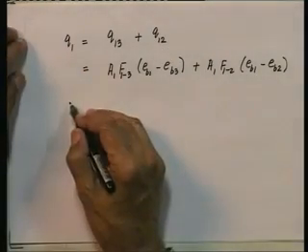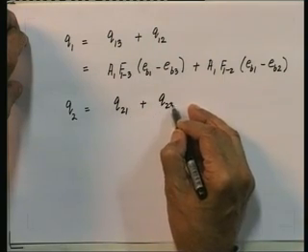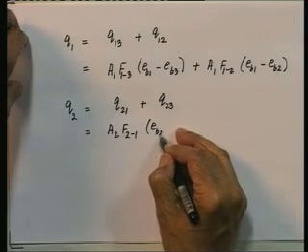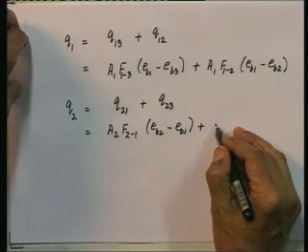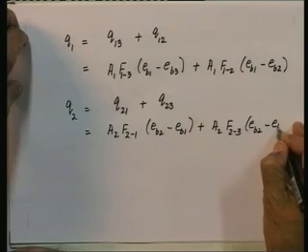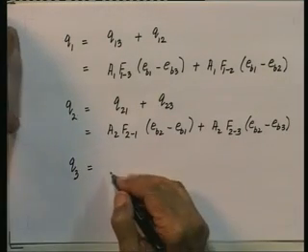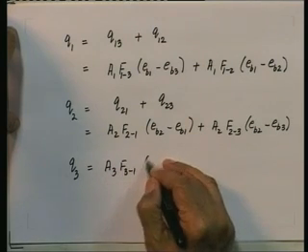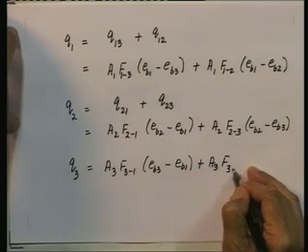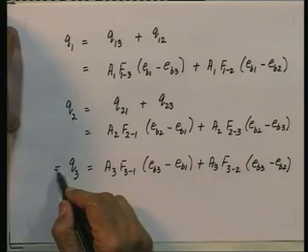Similarly, Q2 must be equal to Q21 plus Q23, which is equal to A2 F21 (EB2 minus EB1) plus A2 F23 (EB2 minus EB3). And finally, for surface 3, Q3 is equal to A3 F31 (EB3 minus EB1) plus A3 F32 (EB3 minus EB2), and we know that Q3 is equal to 0.